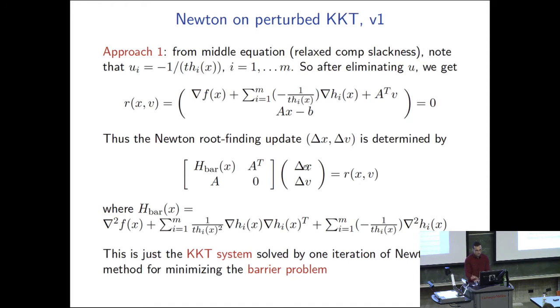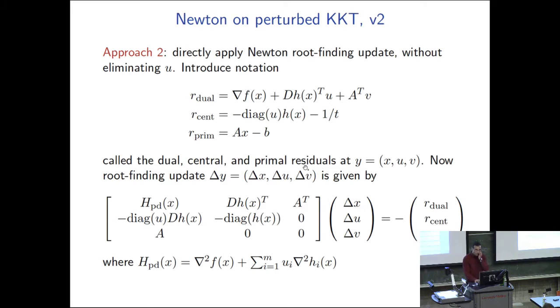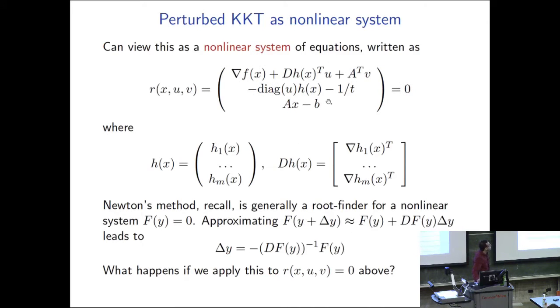That's the barrier method. Or we could do something different, which is that we could actually not eliminate u. We could leave u untouched. And it turns out, and this is a bit counterintuitive, it's actually more efficient to not partially solve for u, because that's going to lead us to a different method, which is the primal dual interior point method, which is more efficient. It turns out it just takes better, in some sense, Newton steps.